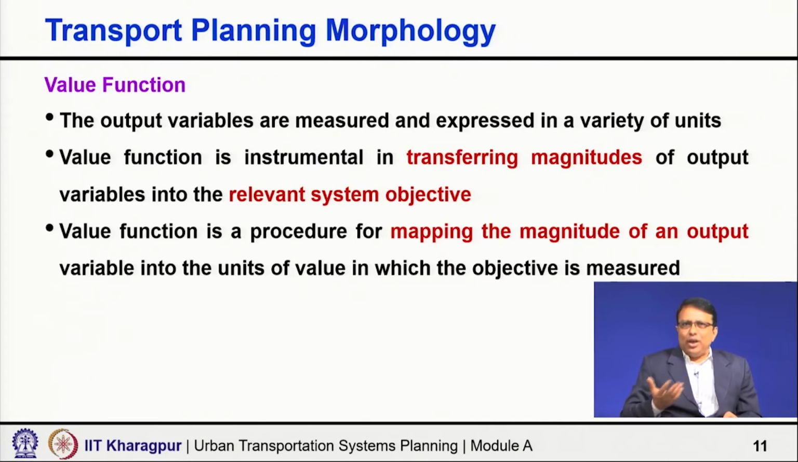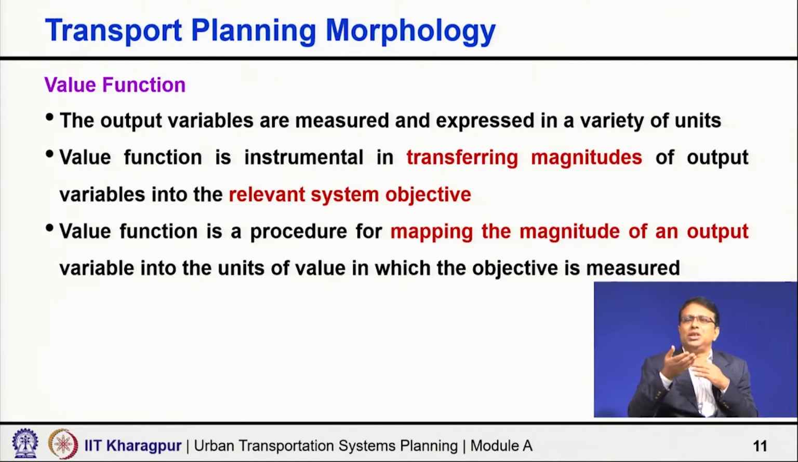The next part is the value function. Value function is that when you see the transport outputs, there may be multiple outputs and they are not in the same units, maybe they are measured and expressed in a variety of units. So, what we are trying to do with the value function is, with different units, can we convert them to one unit using certain multipliers? So, that is called the value function. So, use certain multipliers to bring different outputs to a common unit, and common unit, which unit?